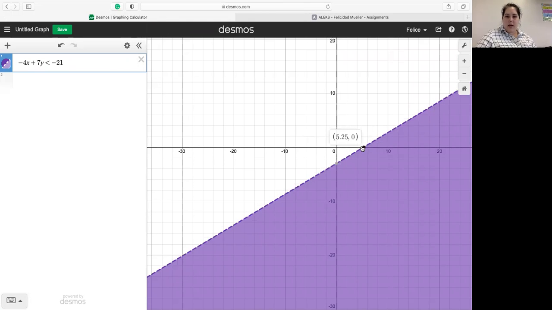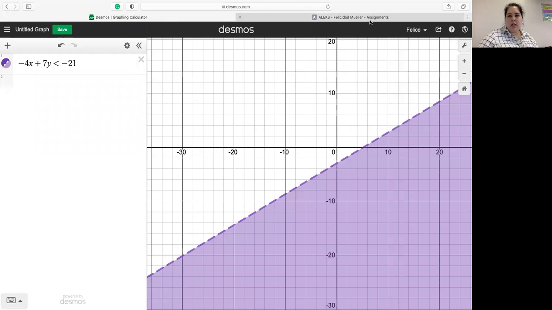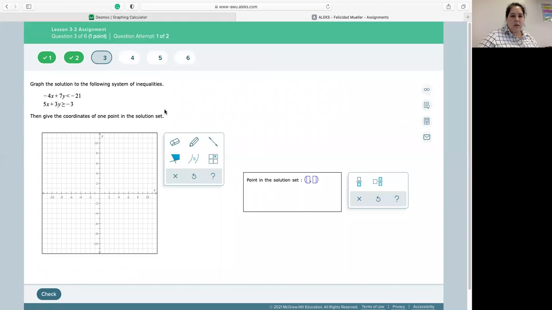All right, so here I have two coordinate points. I'm going to do 0, negative 3, and 5.250. And notice it is a dashed line. So actually, I can go ahead and make this project. So it's a dashed line. So we're going to go ahead and do that.